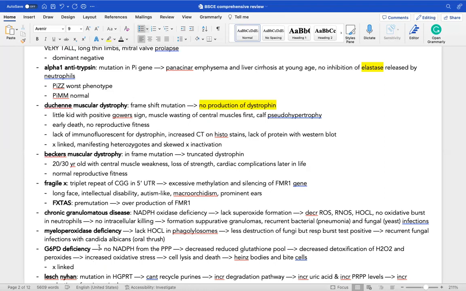G6PD deficiency. They cannot form any NADPH at all in the pentose phosphate pathway. And as you know, we need NADPH to maintain our glutathione pool. Therefore, they have a reduced glutathione pool and reduced detoxification of hydrogen peroxide. So we have too much hydrogen peroxide and other ROS building up in the cell. We have increased oxidative stress, and that would cause the cell to lyse and die. One buzzword for it is Heinz bodies. And it's an X-linked mutation.